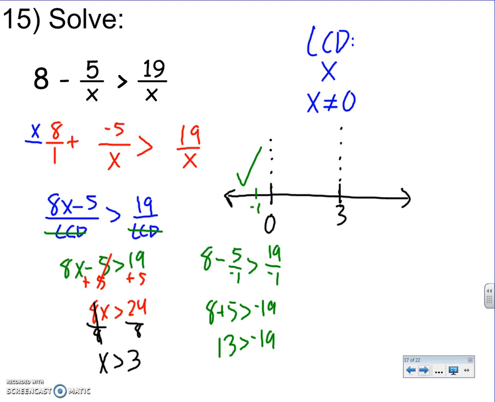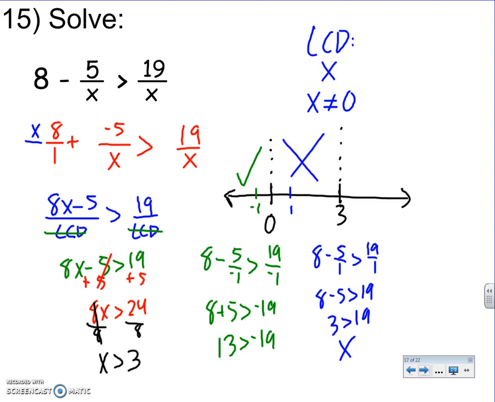I need to do the middle section. Let's try a positive 1. So 8 minus 5 over 1 should be greater than 19 over 1. Well, that's 8 minus 5 is greater than 19. 3 is greater than 19. Well, that is false. The middle section is out.